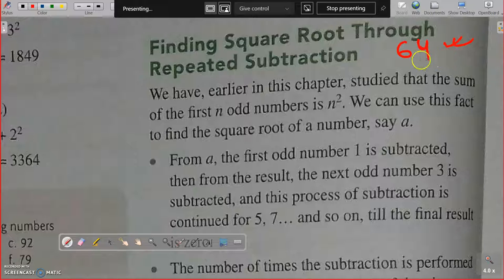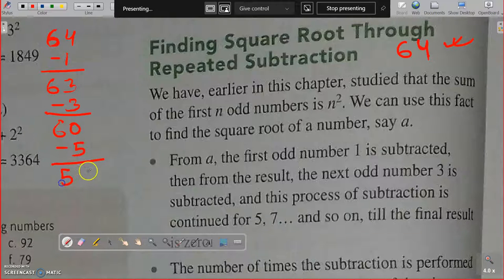Let's see. In repeated subtraction, what do we do? We start subtracting from 1. Only odd numbers will be subtracted. 1 subtracted, then 63 comes. Again, after 1, 3 subtracted, then we get 60. Again 5 subtracted, then we get 55. Again, what will we subtract? 7. Then we will get 48.